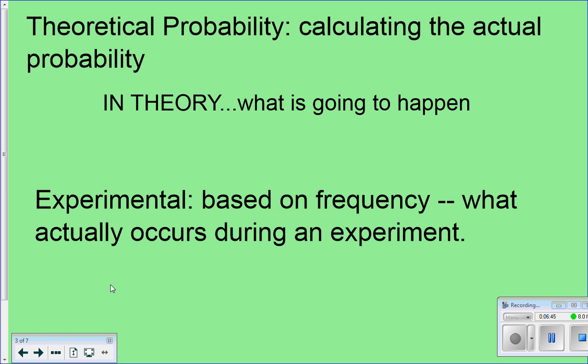So we're going to do some experiments this morning. We're going to flip some coins and draw some cards, and we're going to see what our theoretical versus our experimental is. But first, we're going to do some problems like you're going to have in your homework, okay? I'll show you some problems like that.